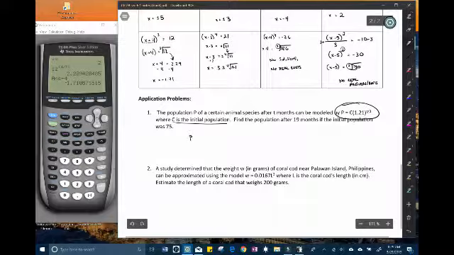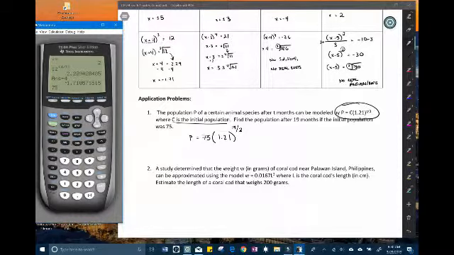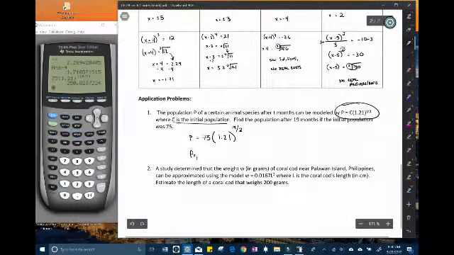So the population would then be 75. That's what C is. 1.21. And then t is going to be 19 over 3. You can really type this whole thing right into your calculator. 75 times 1.21 to the 19 thirds. Hit enter, and you get approximately that the population is about 250.8. You would round up to 251.